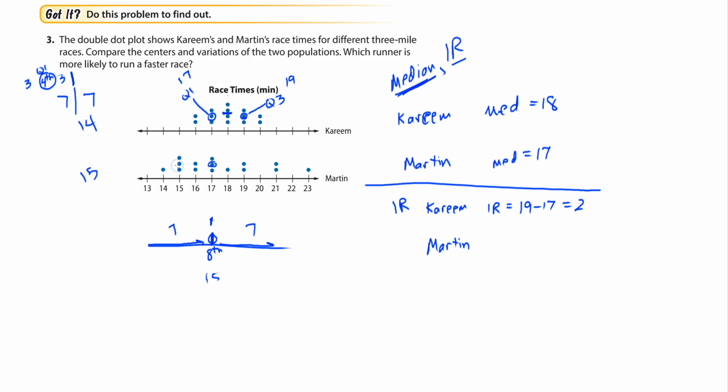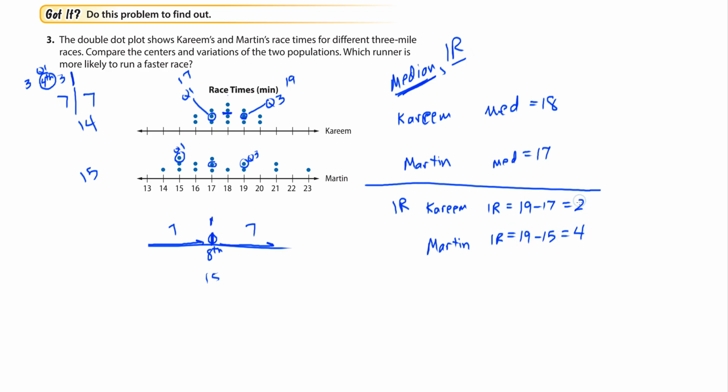So 1, 2, 3. Here's Q1. 1, 2, 3 dots, and then Q1. 1, 2, 3 dots. The median, or Q2. 1, 2, 3 dots. There's Q3. 1, 2, 3. So if you think about that, there's a quartile every 3 dots. So for Martin, the interquartile range is 19 minus 15.